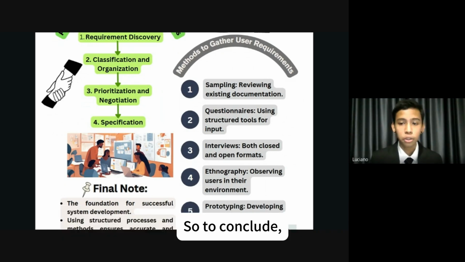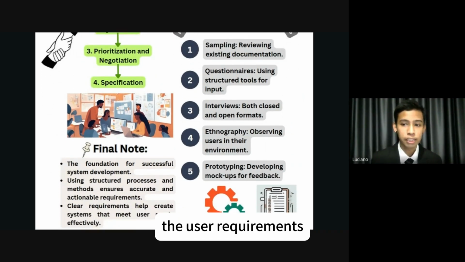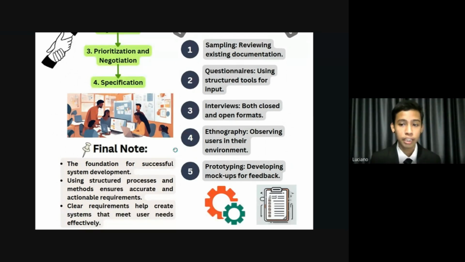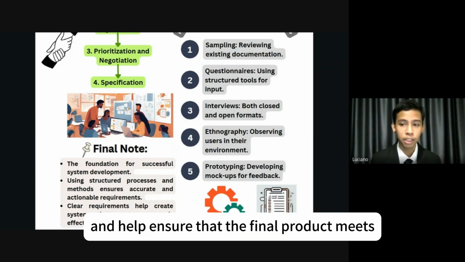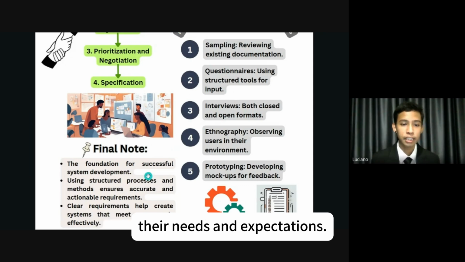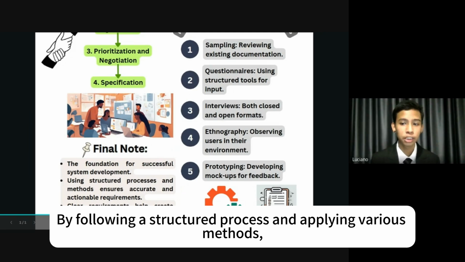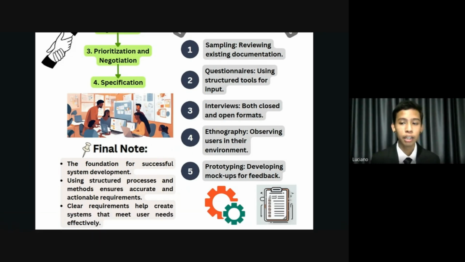So, to conclude, user requirements are the foundation of any successful system. They define what the system should achieve for its users and help ensure that the final product meets their needs and expectations. By following a structured process and applying various methods, we can gather requirements that are clear, accurate, and actionable.